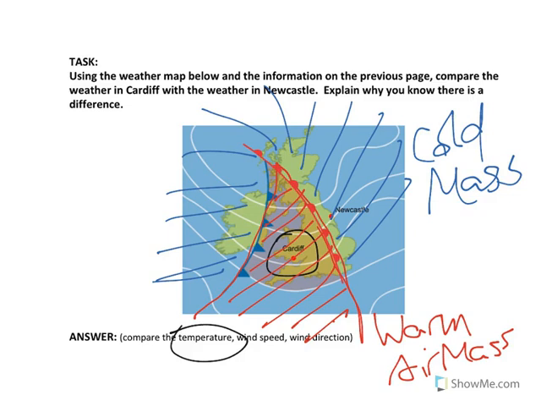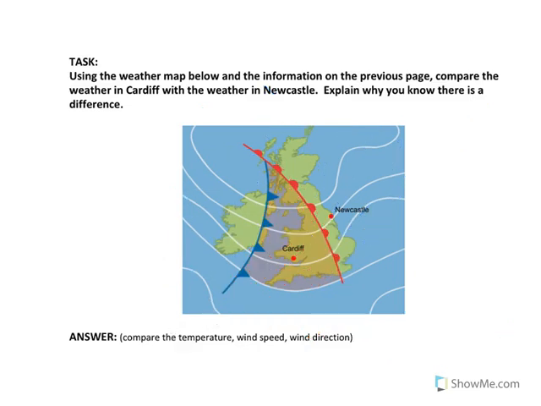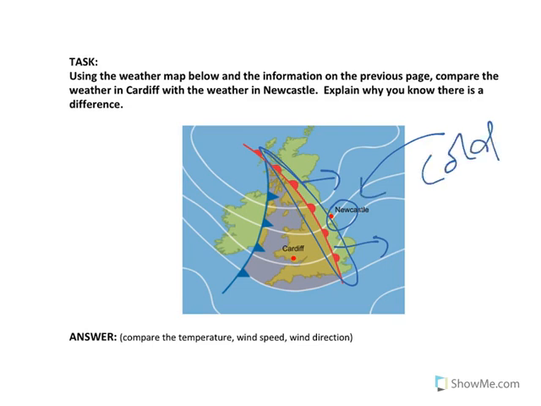Okay? So, what would I say here? I would actually go and say that the temperature in Newcastle will be colder because it lies in front of the warm air mass. And what I mean in front of it is this air mass is actually moving there, but it's not yet got to Newcastle. So Newcastle currently lies in an area of cold air, surrounded by a cold air mass.